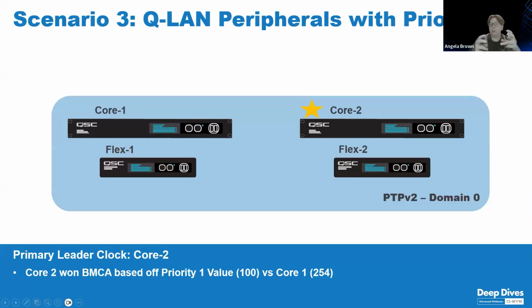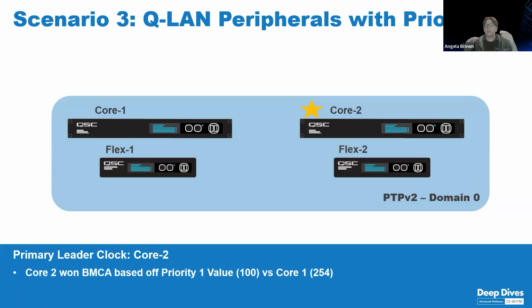If we change the PTP priority 1 value on one of the cores and the other stays at the default of 254, lowest value wins. We've now said, okay, core 2 is in a rack, core 1 is in a little portable thing that may or may not get disconnected. We want core 2 to be the grandmaster clock for this situation. So we change that PTP priority 1 value.